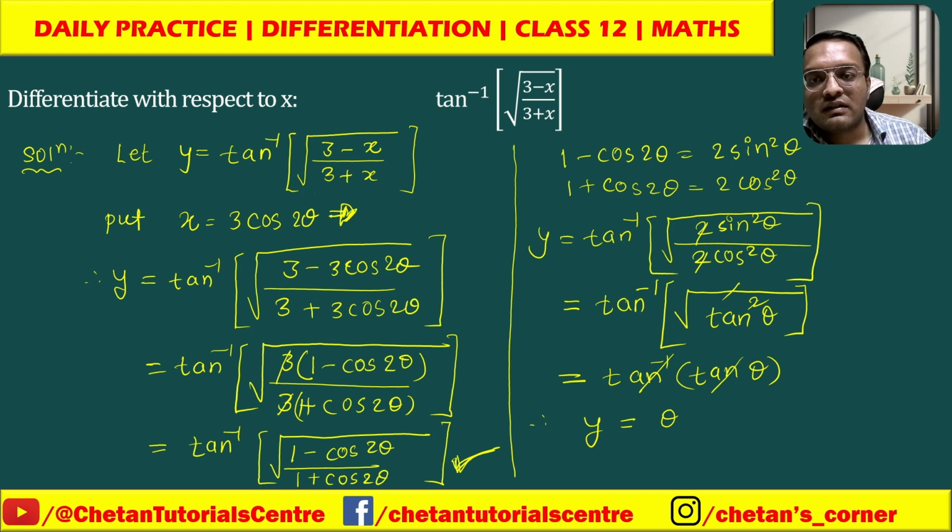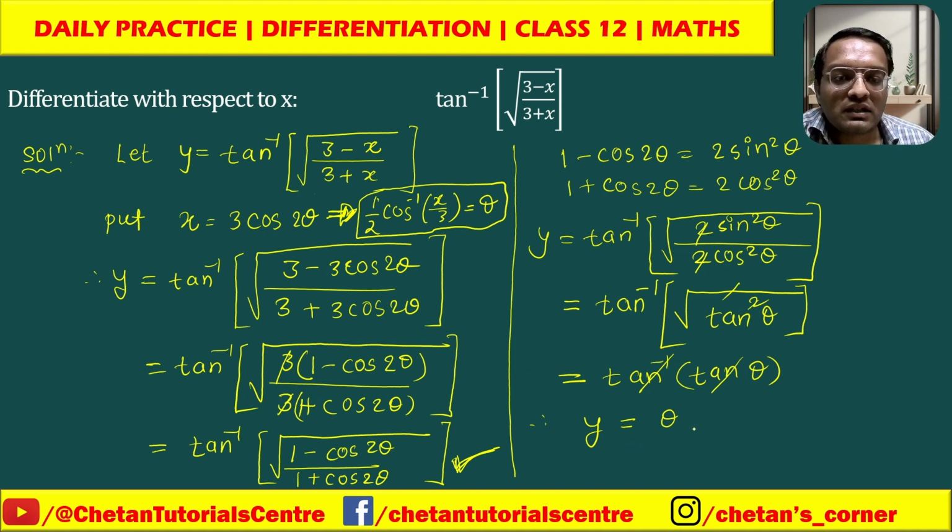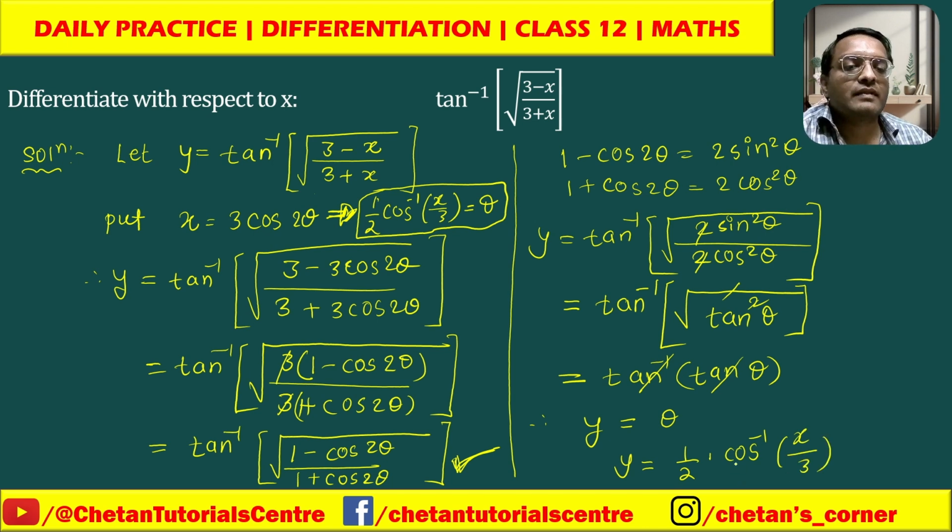equation, what I will get? The value of theta, which is equal to 1 upon 2 cos inverse of x upon 3. I will put this value in this equation. What I will get? y is equal to 1 upon 2 into cos inverse of x upon 3. So in this way, I have reduced this given function to 1 upon 2 cos inverse of x upon 3.